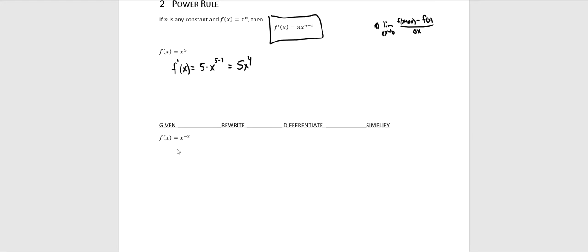Okay, so if we're given any function with any exponent n, I can rewrite it. If we were given f of x equals 1 over x squared, to rewrite it, I would call it x to the negative 2. Differentiate it, I bring the negative 2 down, and then I simplify. Negative 2x to the negative 3.